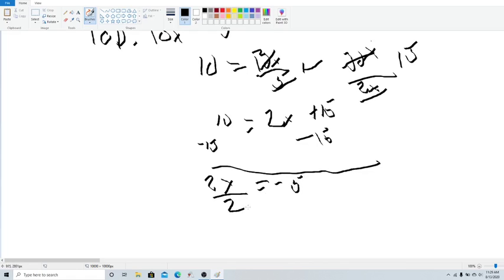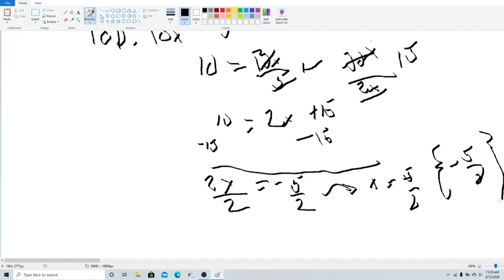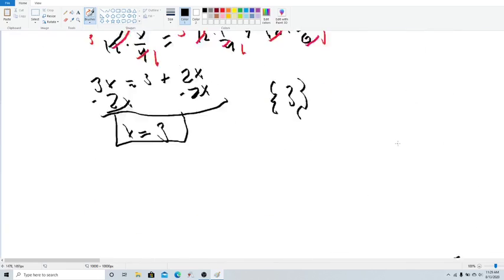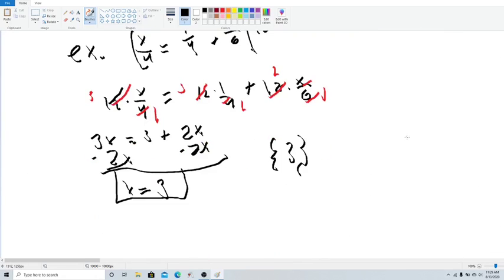And 2 divided by 2 gives us x is equal to negative 5 over 2. Putting that in set braces, that's our solution. There is one rule that we do need to say.